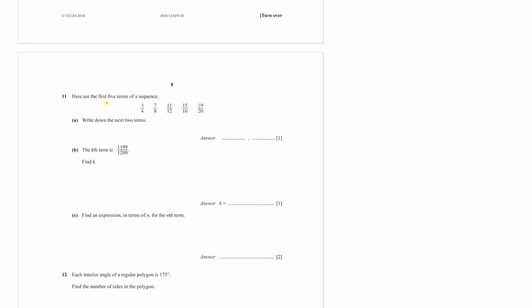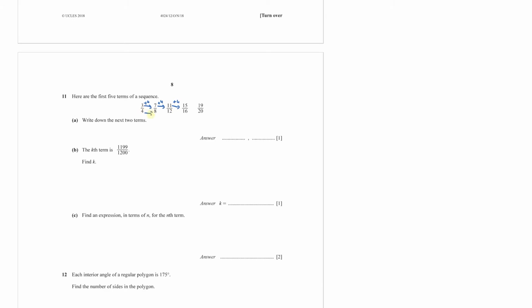Question 11: here are the first five terms of a sequence. 3 by 4, 7 by 8, 11 by 12, 15 by 16, 19 by 20. Write down the next two terms. So if you look at the numerator, for the next term you add 4 to the numerator. So 7 plus 4 is 11, 11 plus 4 is 15.